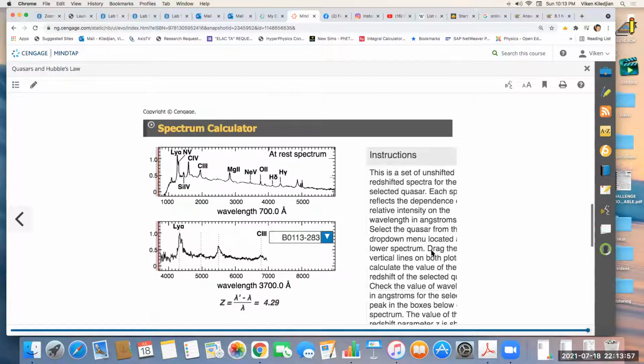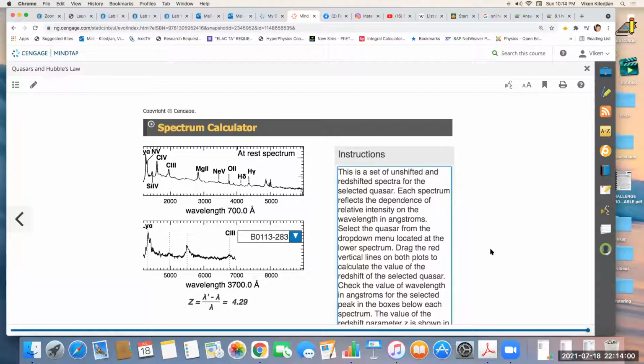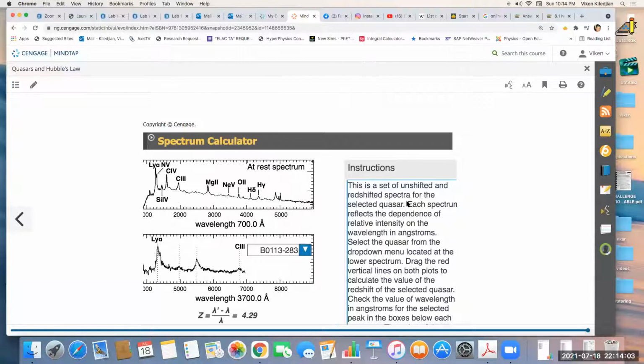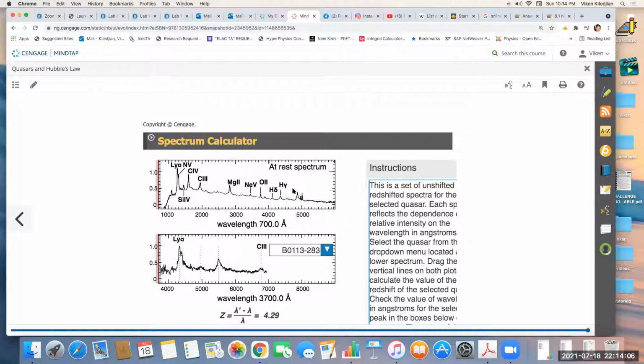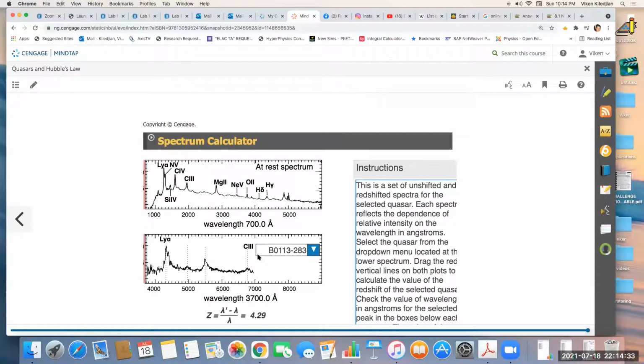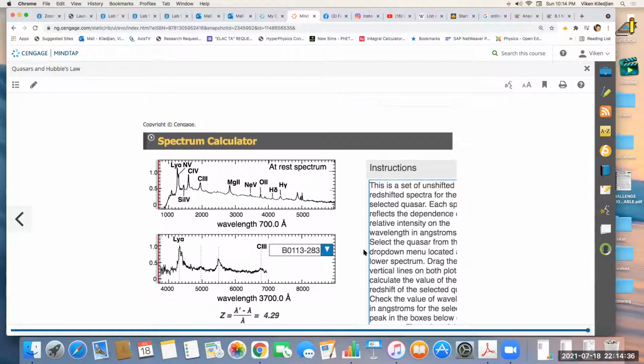Okay, so Spectrum Calculator. This is a set of unshifted and redshifted spectra. So this would be the unshifted spectra if a galaxy is stationary. It's not moving. In other words, those are the spectra of gases that are studied in the laboratory here on Earth. We can easily study spectra of gases and know what to expect for gases here on Earth in the laboratory. Then we study the spectra of gases in stars and galaxies. Then we can find out their shift amount.